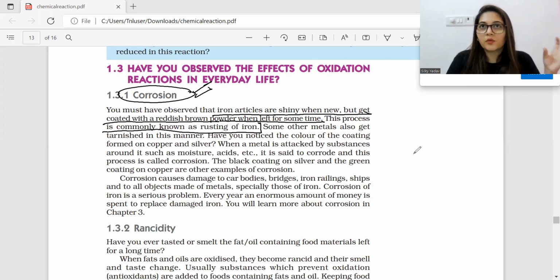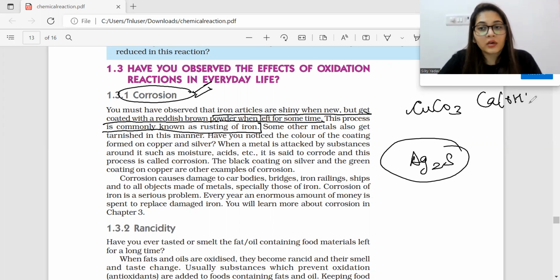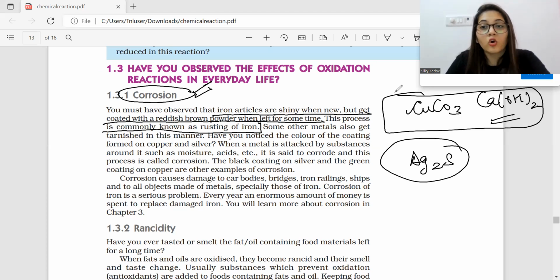Like you might have seen with silver, if you keep it in an open surface for some time, it gets a black coat over it. That is because of the silver sulfide layer over it. And if we talk about copper, copper gets a coat of copper carbonate over it, and not just this, slaked lime is also there on that layer which is formed outside of the copper, which gives it a green color. So this is the reason why copper gets a green coat around it.